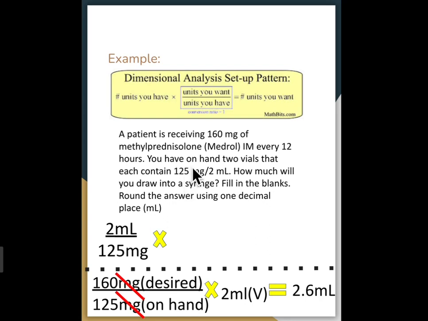Okay, we have on hand 125 milligrams per 2 mL. I like to just put the desired unit, or the units we want, in the first position. This is going to help because as you begin going through and canceling things away, you should be able to lead with the very first position that you put in place.